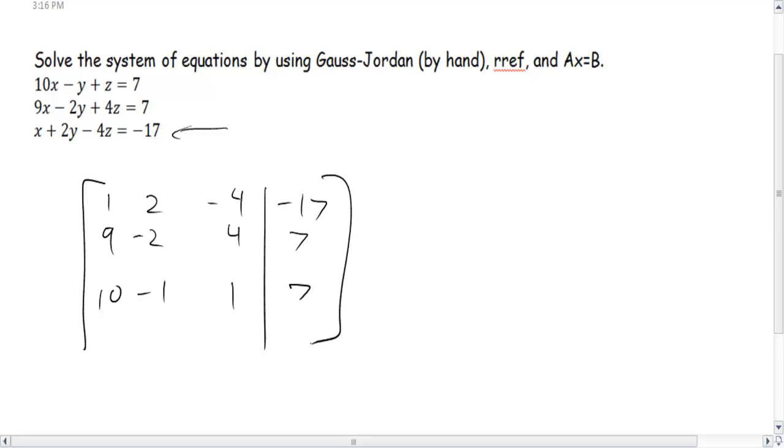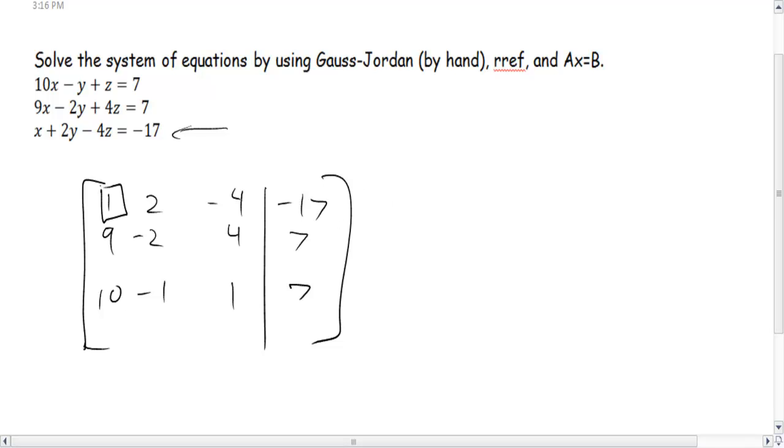Before you get going on any problem, make sure you copied them all in right, because one little mistake and all of a sudden you do a whole bunch of work for nothing. So 1, 2, negative 4, negative 17, correct. 9, negative 2, 4, 7, correct. 10, negative 1, 1, 7, correct. Okay, so here we go.